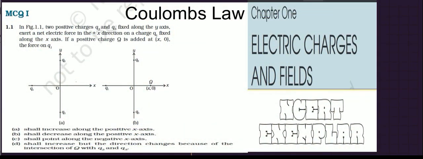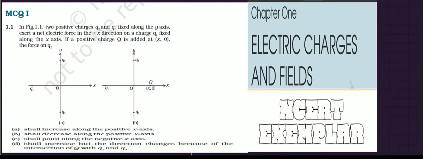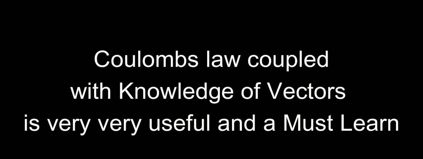These questions talk about the charges being on the x-axis and y-axis, which means there is a sense of direction. So the point is, even if you understand Coulomb's law very well, what probably most of the students don't understand is vectors. Your vectors have to be very strong in class 12th. If you understand vectors, this chapter is a cakewalk.